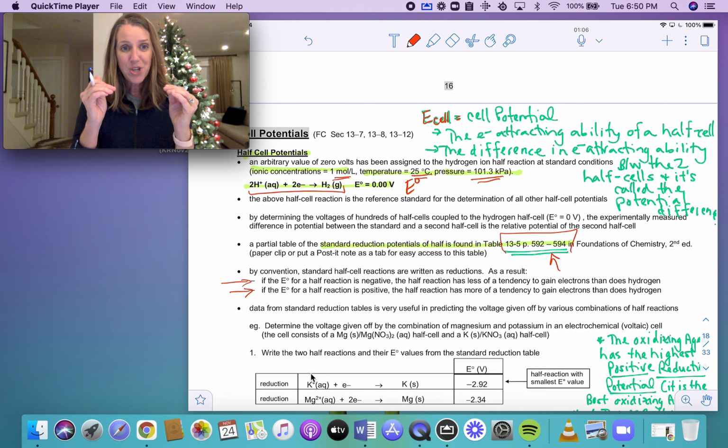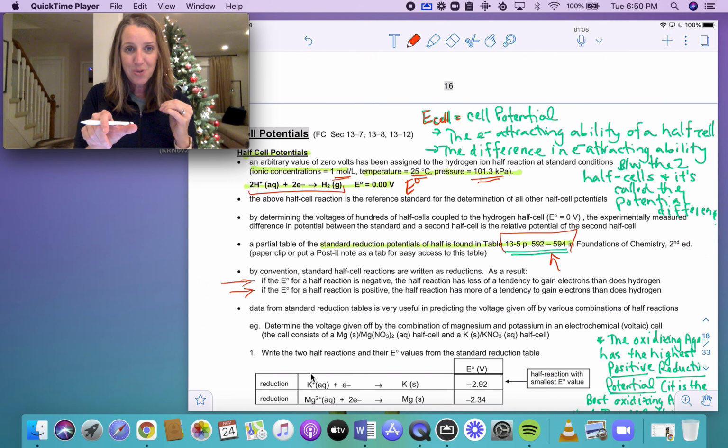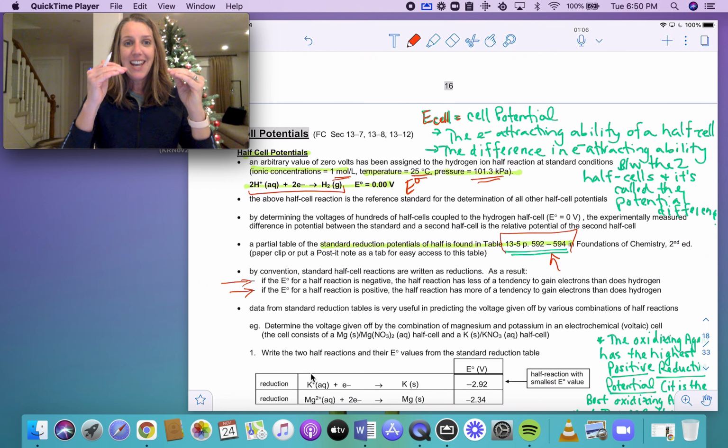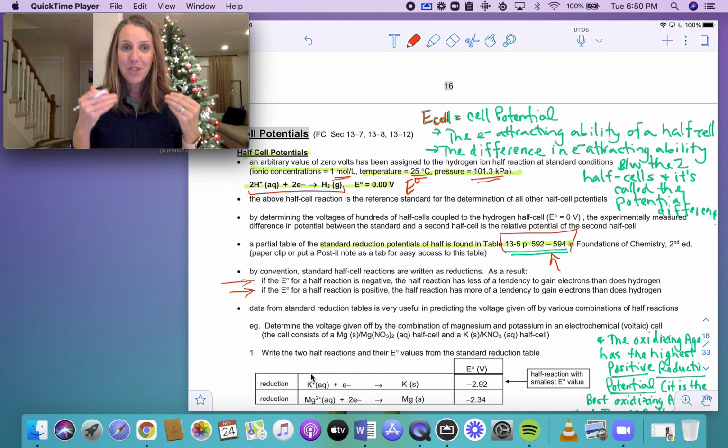Once you've figured out which one is going to actually get reduced, the other one will by default be the oxidation. You'll take the reduction potential and write the one that gets reduced as a reduction, the one you're comparing it to as an oxidation, and add the two values together to give you the potential of that cell. So if you had those two metals and those two ions available in the solution, which way do the electrons flow? And can you make the electrons flow so that you get a positive read on your voltmeter?